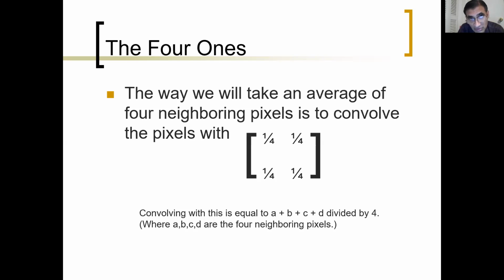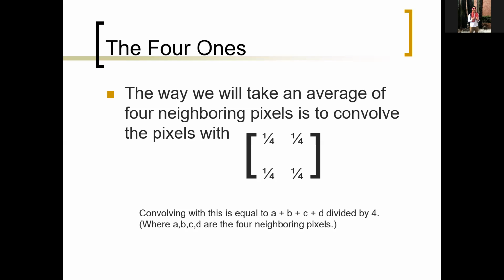If I have a picture with 4 pixels in it, A, B, C, D, and I want to smoothen it out, so I want to take the average, then that average calculation is the same as convolving the overall picture with these 4 values of 1/4. Are you all convinced that that's the same as taking an average?